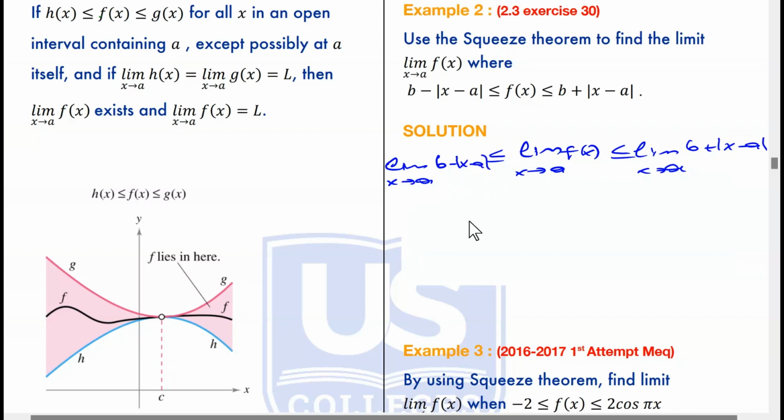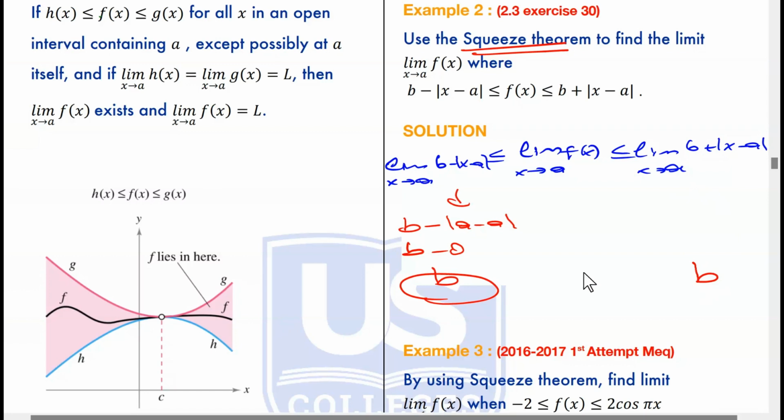Find one of them. Let me try the left side. Insert a for x, so b minus absolute value a minus a. a minus a is 0, b minus 0 is b. So the left side limit is b. Since we are talking about the squeeze theorem, I don't have to continue finding the limit on the right. It's also going to be b. The middle limit will also be b. So our answer is b.